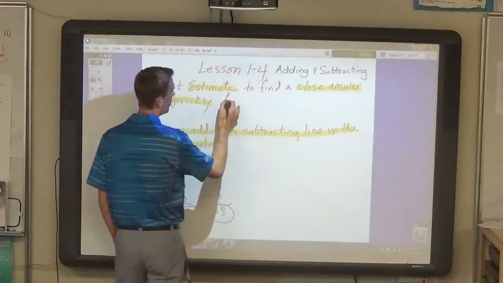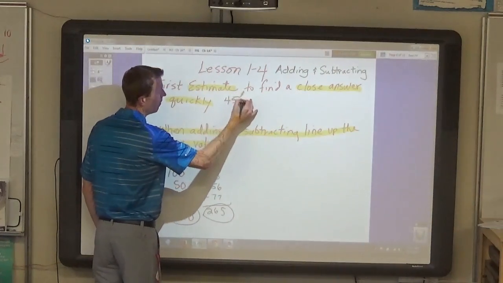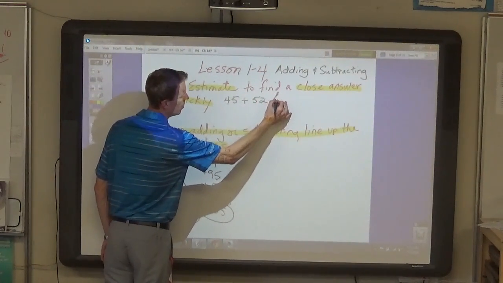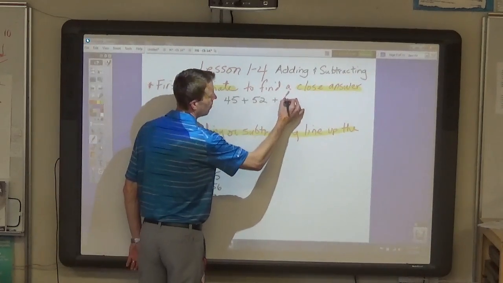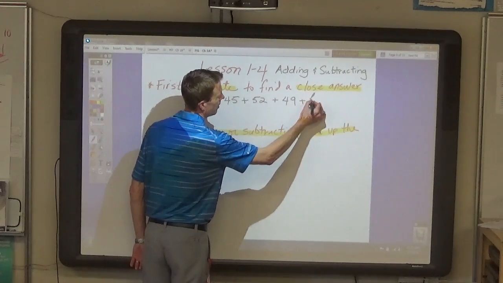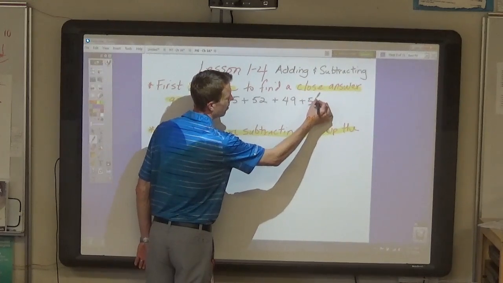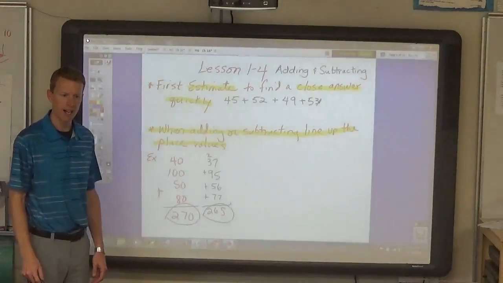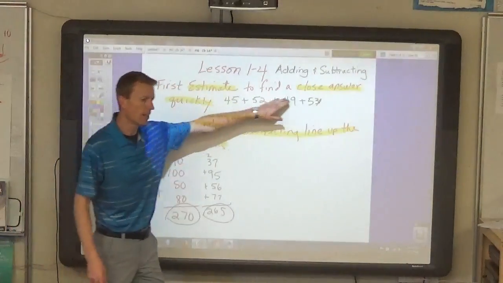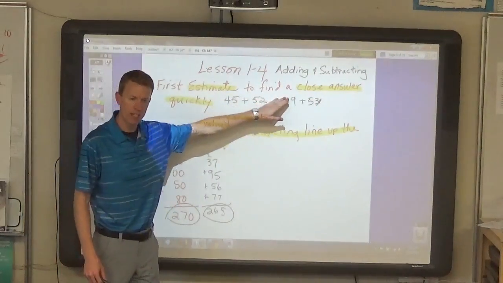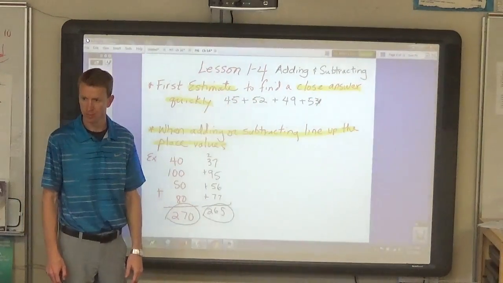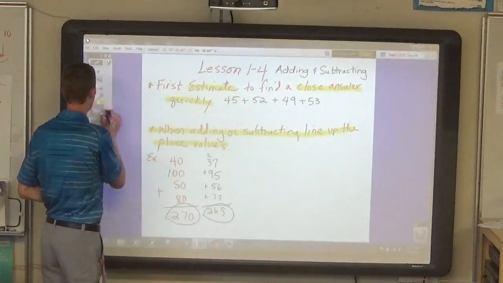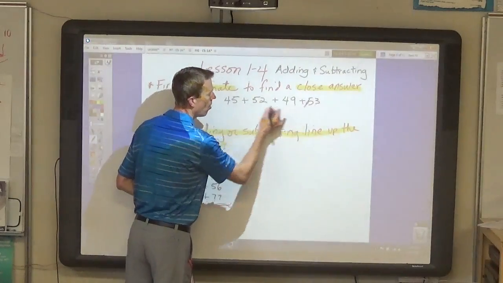If you were doing a problem like 45 plus 52 plus 49 plus 53, one of the things you could do to estimate that, before adding these up, is round all of these numbers to the same number, and you could estimate the answer. So, you could look at what number all of these numbers are close to.